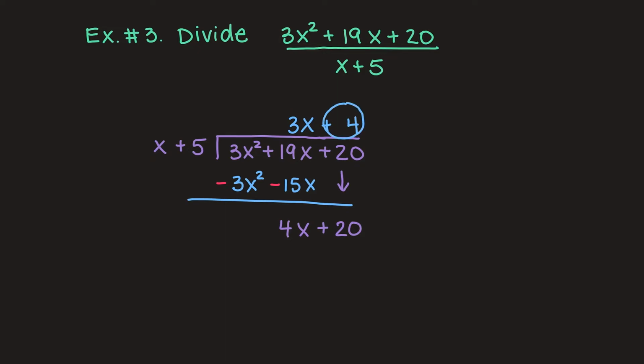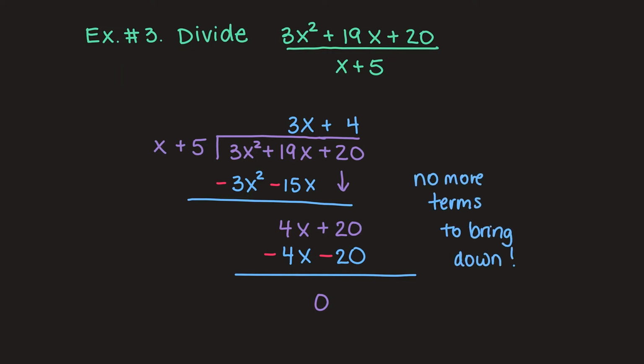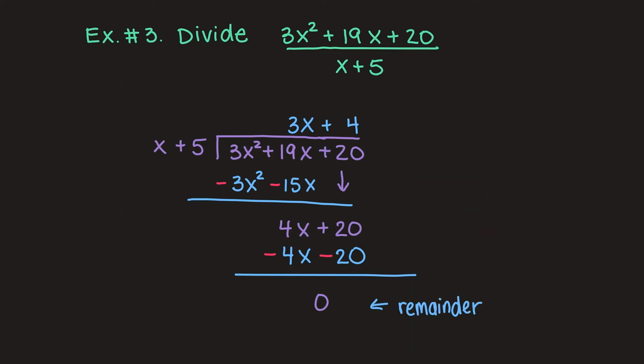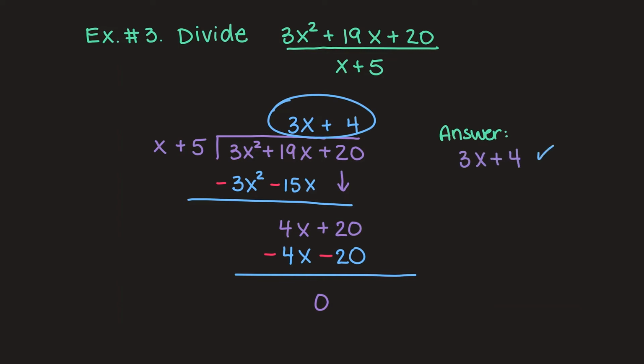Now we multiply 4 by the entire divisor x plus 5. So 4 times x is 4x, and then 4 times 5 is 20. And then we subtract this expression from 4x plus 20, distribute the negative, and then we subtract. 4x minus 4x is just 0, and 20 minus 20 is also 0. We have no more terms to bring down, therefore we have a remainder of 0. So our answer is just 3x plus 4.